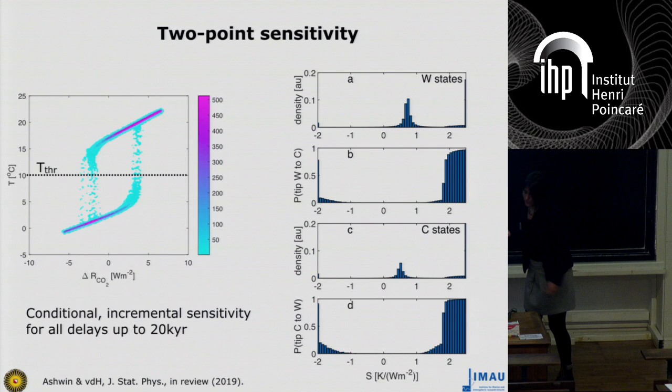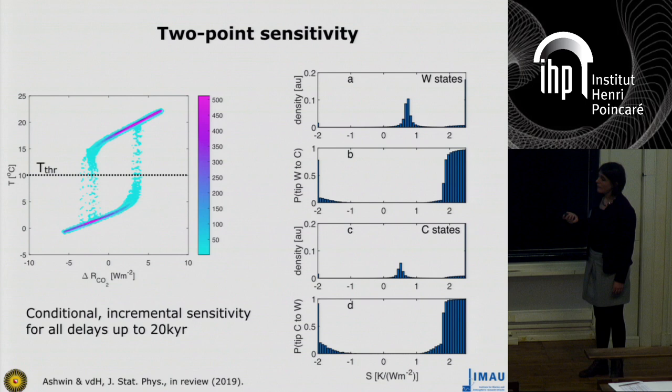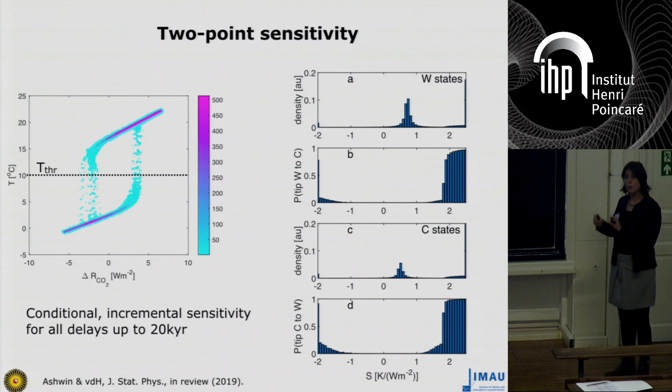Now let's get to the two-point sensitivity, or the incremental one. This is again an expression of the attractor from a very long time series of this energy balance model. We divide it into two parts by some threshold temperature, and we consider everything above as warm states, and the rest as cold states. Then we choose incremental sensitivity, so two points anywhere on the attractor, but we condition them so that they are either both from the warm part or both from the cold part. This is what you get from the warm part, and this is the distribution you get from the cold part.